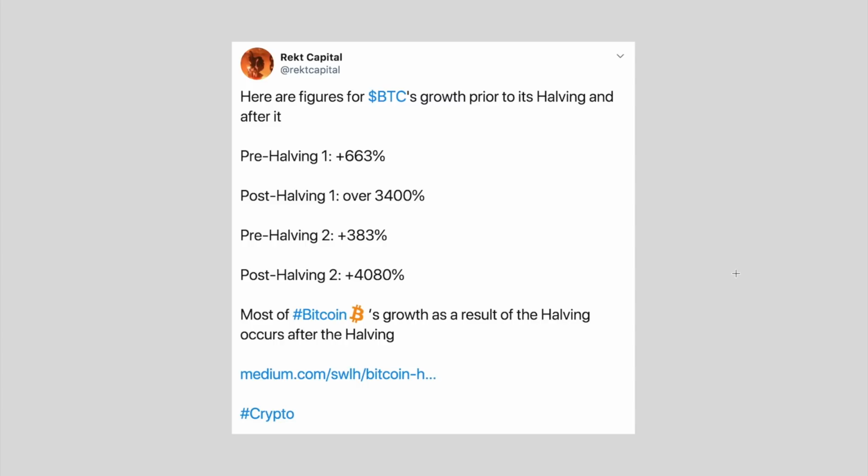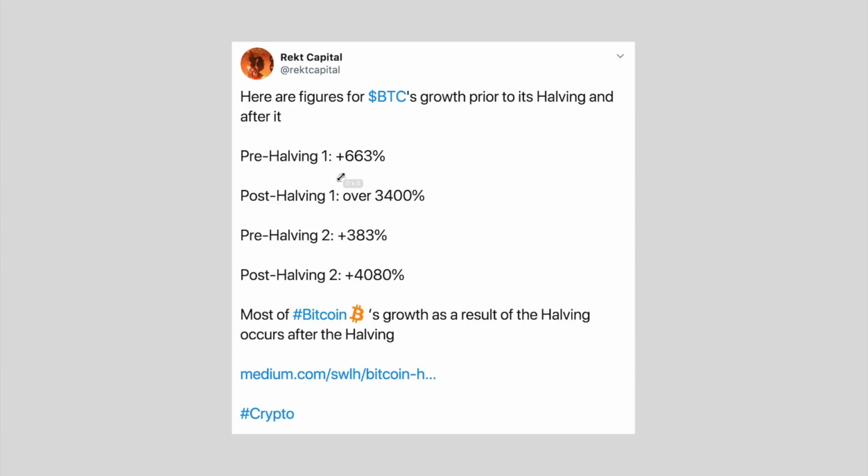So this is fantastic because it ties in with what we see in terms of the growth after the halving. So if we take a look at this tweet, what sort of growth in Bitcoin's price action we see prior to each of the halvings and then after them, we'll notice that prior to the halving is when we see much less gains compared to after the halving, and the same thing happens right over here. So it's only after the halving where we see most of Bitcoin's growth occur.